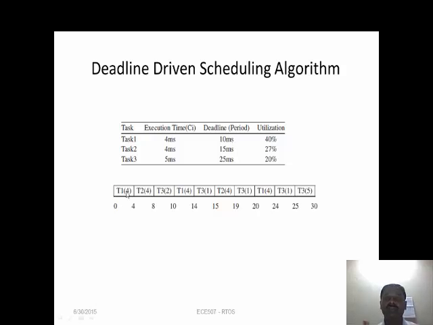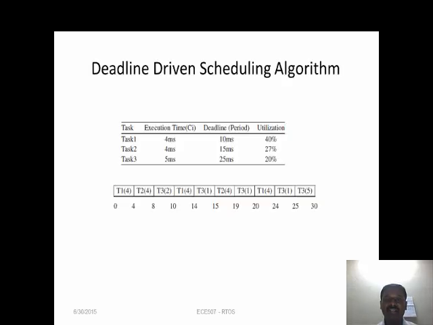Task 1 runs for 4 milliseconds. It has to run every 10 milliseconds, of course. And now you see task 2 coming to execution state, and it runs for again 4 milliseconds. Of course, it has to run only after the 15th millisecond. Task 3 runs for 2 milliseconds, which means it has to run another 3 milliseconds right now. And you see task 1 needs to execute another 10 milliseconds here.